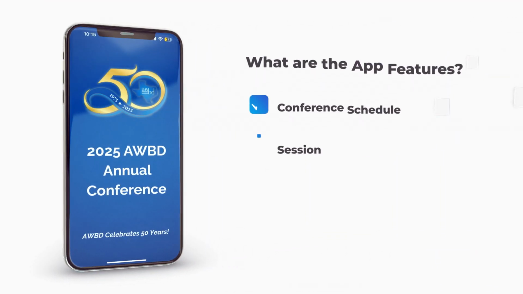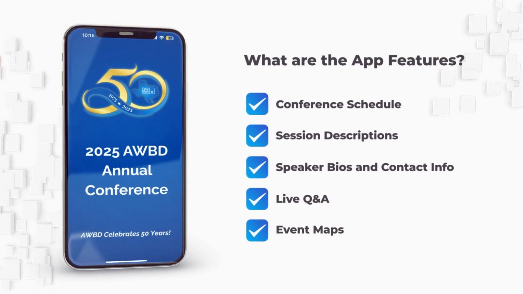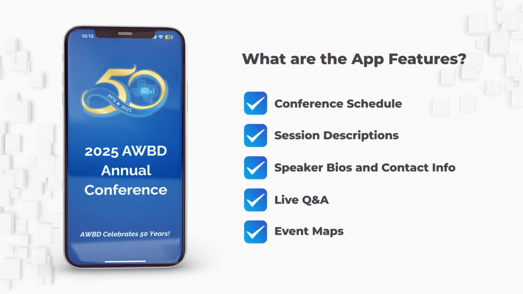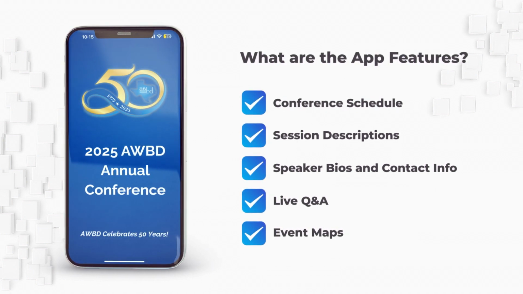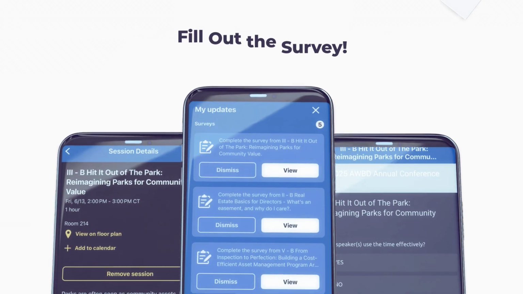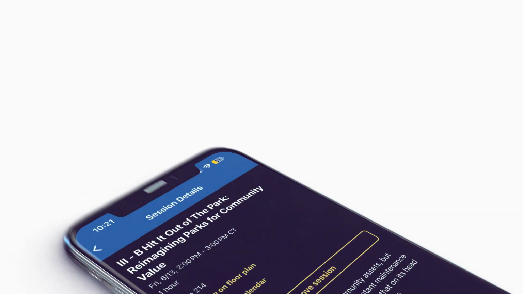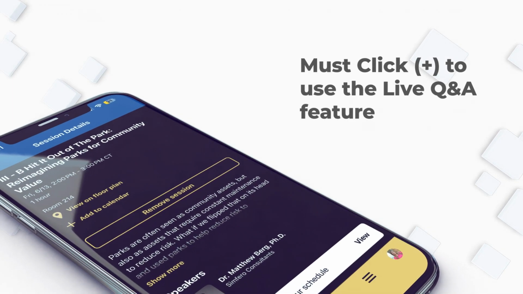Once you log in, you can build your personal conference schedule by selecting the sessions you want to attend. Each session includes a description, presentation, speaker bios, and contact information. Don't forget to ask speakers questions in the live Q&A feature under the session, and be sure to fill out the survey. You must click the plus sign to add it to your schedule to ask questions.